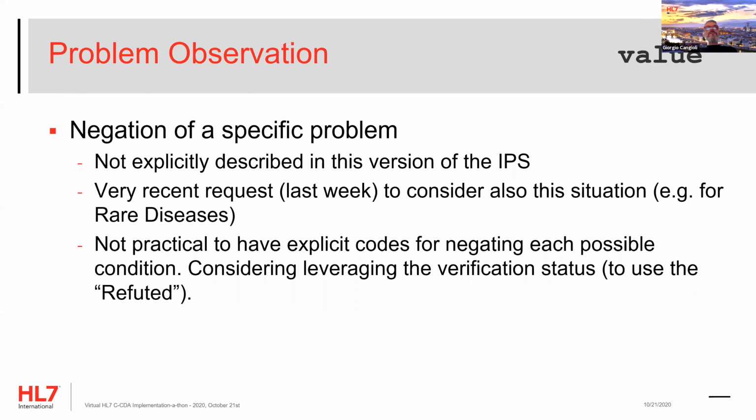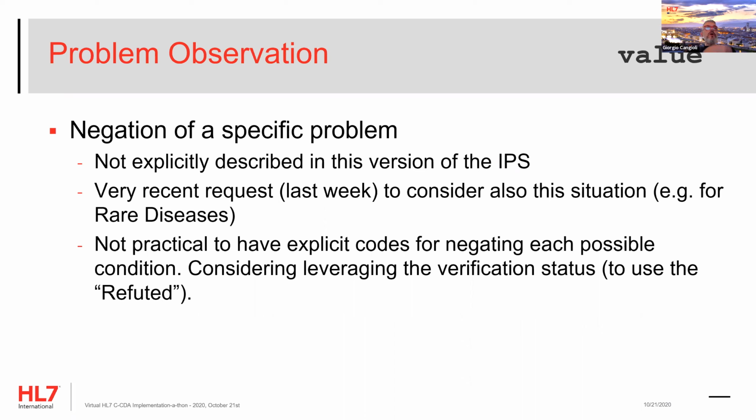In the IPS, the negation of a specific problem is not addressed, because it was not addressed in the initial requirement. Very recently, last week, we have been asked to consider also this situation, for example, in case of rare diseases, in which you explicitly exclude specific diagnoses. It's clear that in that case, it's not practical to have an explicit code for negating each possible diagnosis.